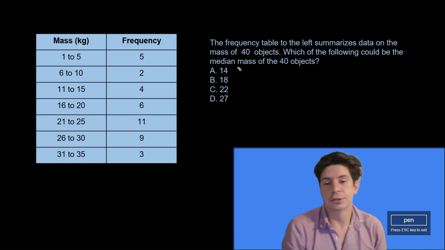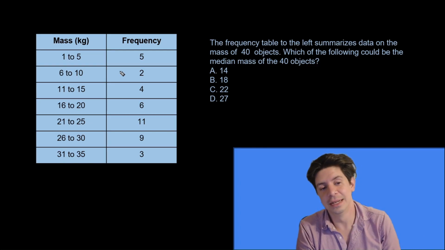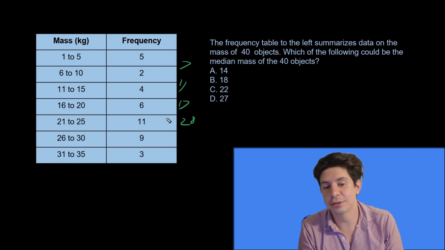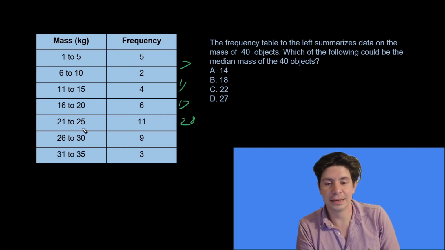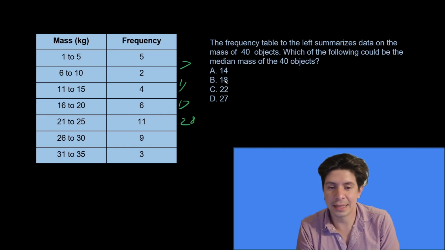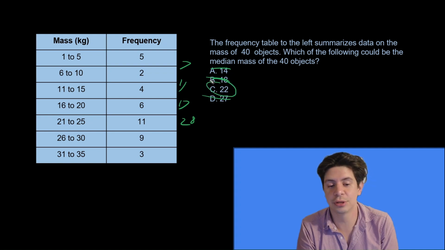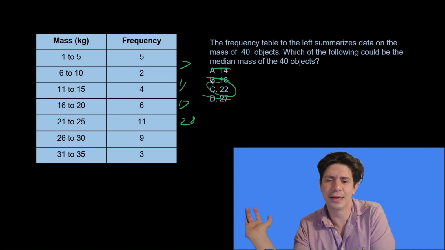Okay. So here they tell us there are 40 objects. So we're looking between the 20th and 21st. So this is going to be 7, 11, 17, and then 28. So the 20th and 21st objects are going to be between 21 and 25 kilograms. So that has to be our answer. It has to be between those two values. So it's going to be C, 22 kilograms. Okay, if you have questions on that, let me know. I'd be happy to answer them.